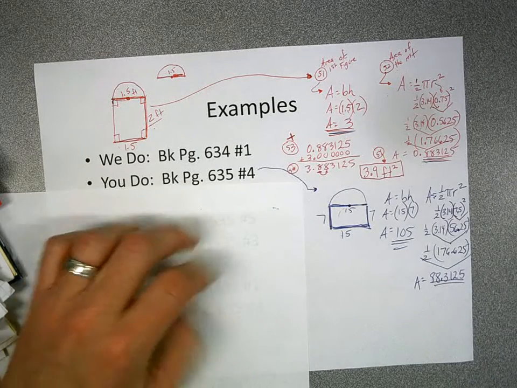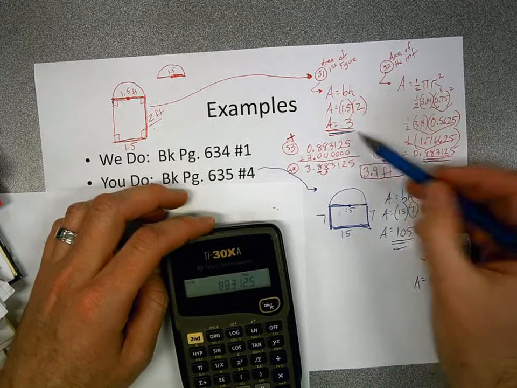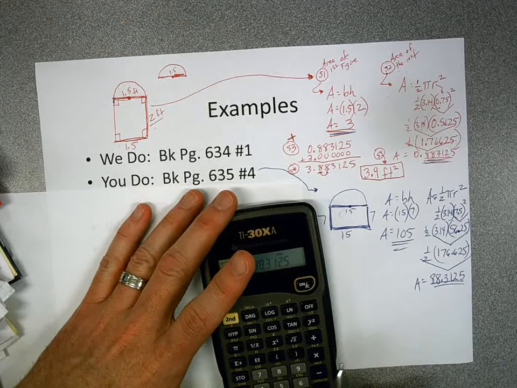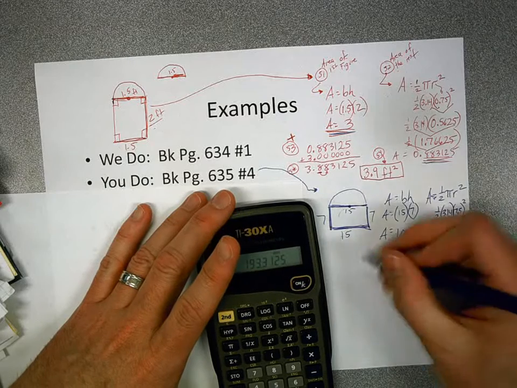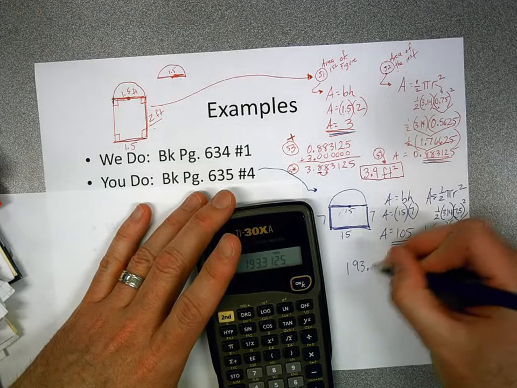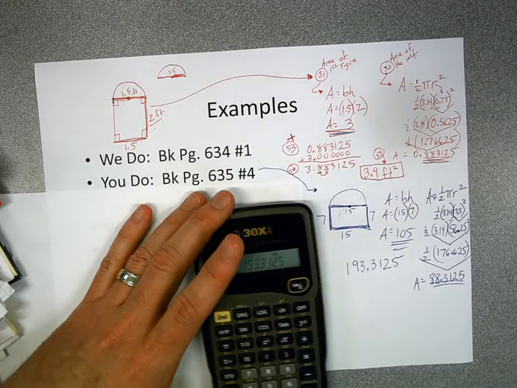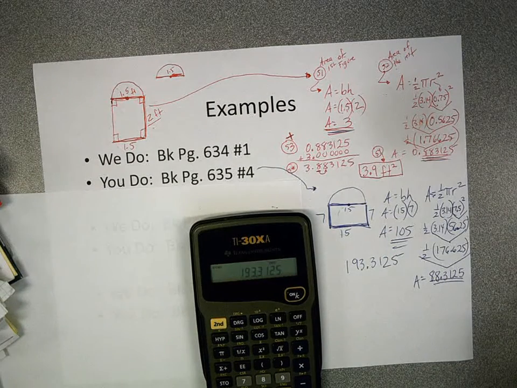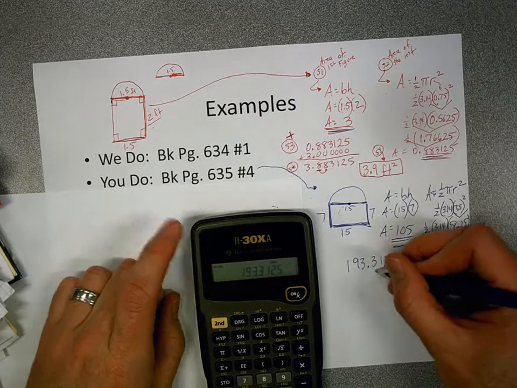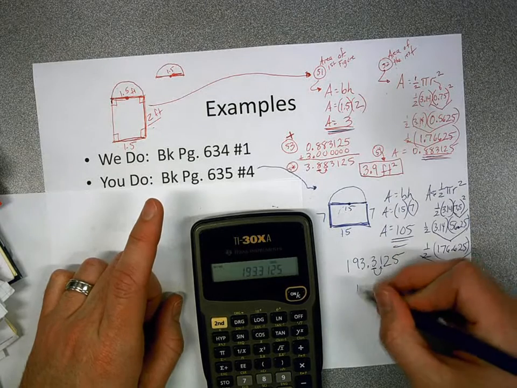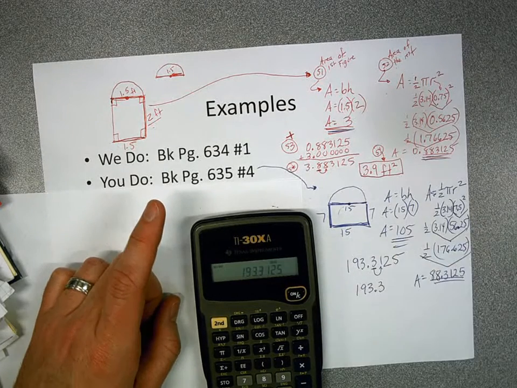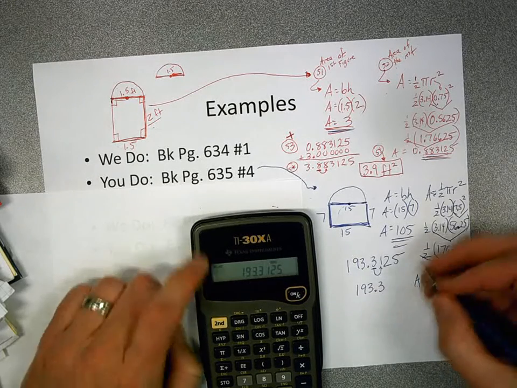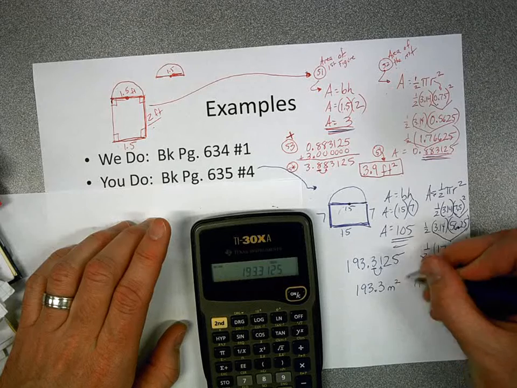I'm going to now add these two up. That's already in my calculator. I'm going to press addition of 105 equals, and here's what I get. 193.3125. I now need to round and double checking. It's under the same type of heading, right? So I need to round to the nearest tenth. So the 1 makes the 3 stay the same. So 193 and 3/10. And don't forget your units. In that one, all the units are in meters. So we're talking about square meters because it's area, square meters.